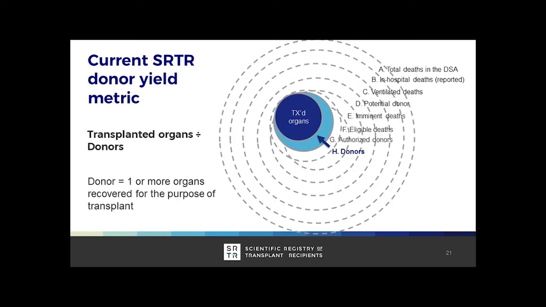The second metric that the SRTR puts out there is this yield concept. As I've shown before, it's the ratio of the number of organs successfully transplanted compared to the total number of donors. And again, when we say a donor here, we're talking about a person who had at least one organ recovered for the purpose of transplantation.